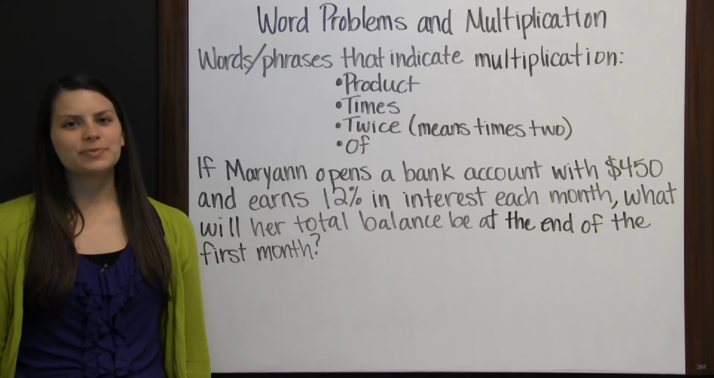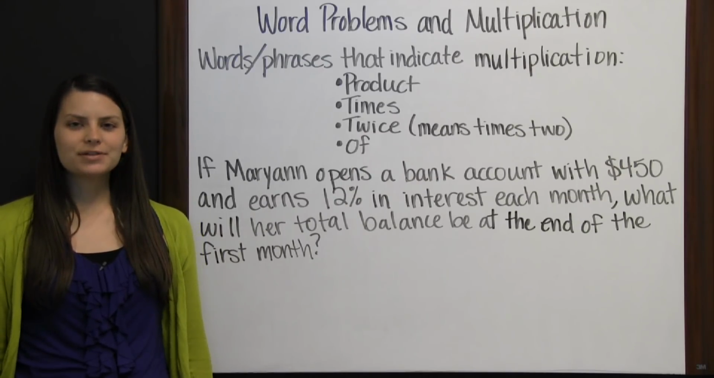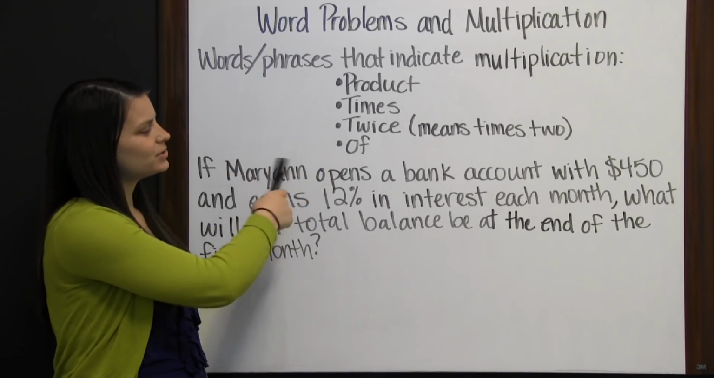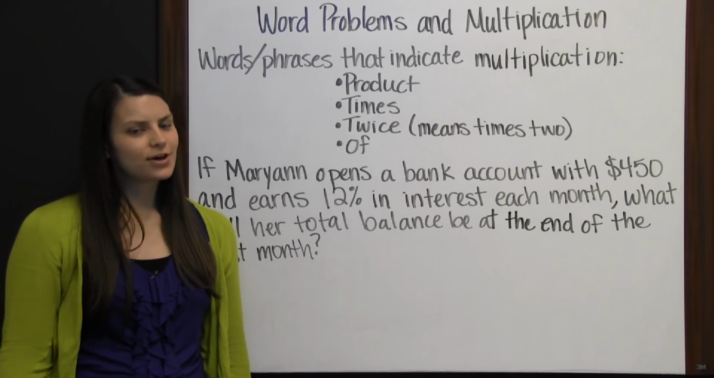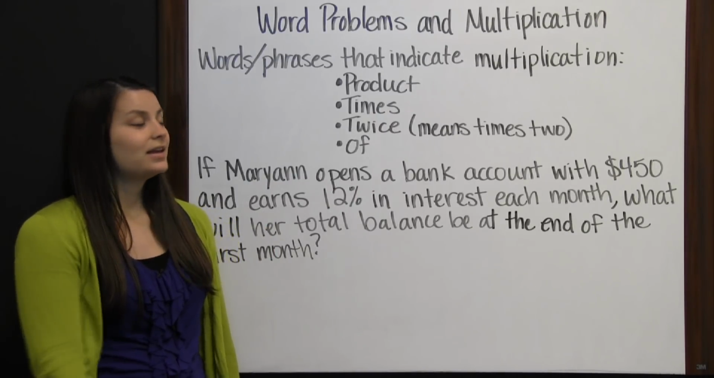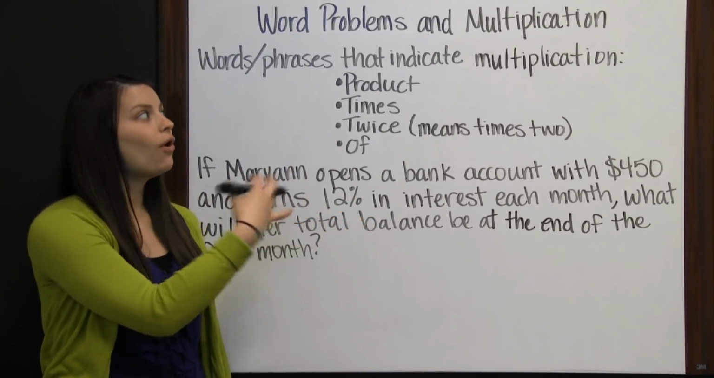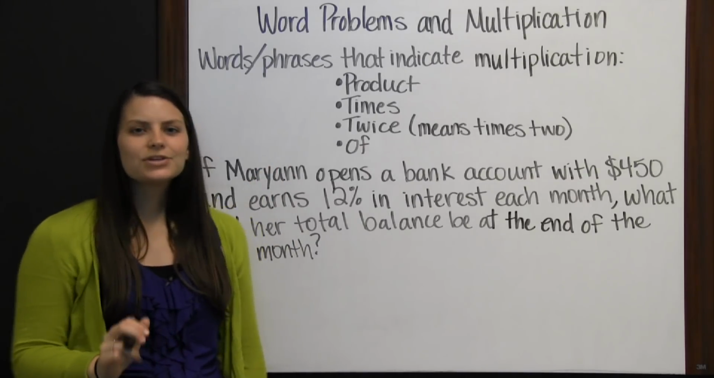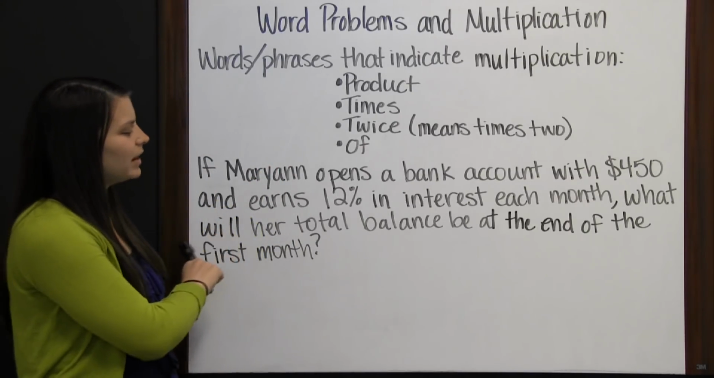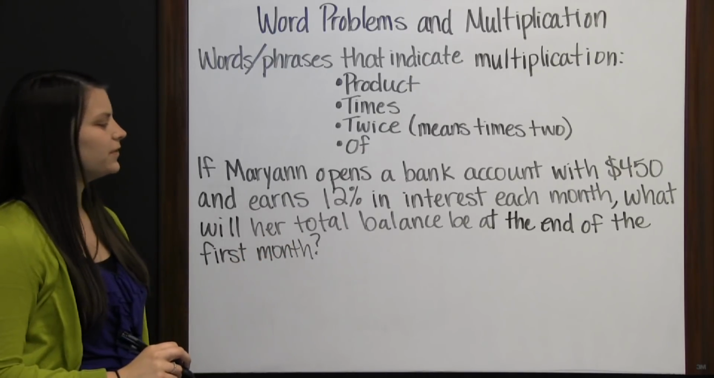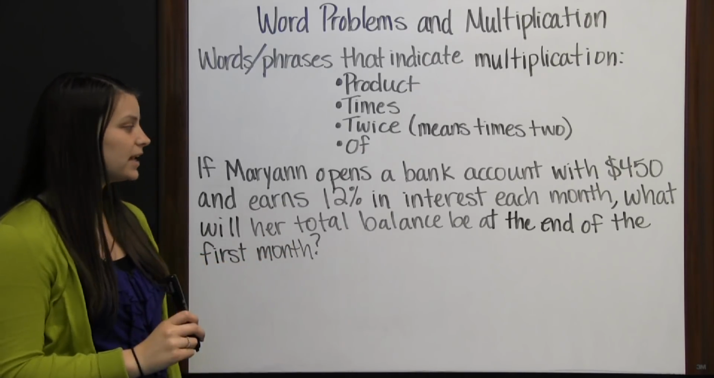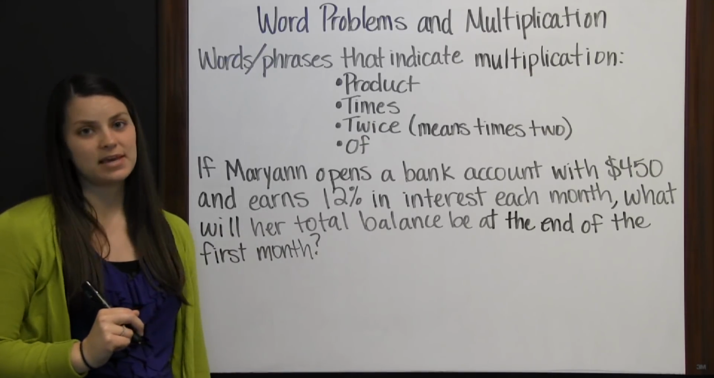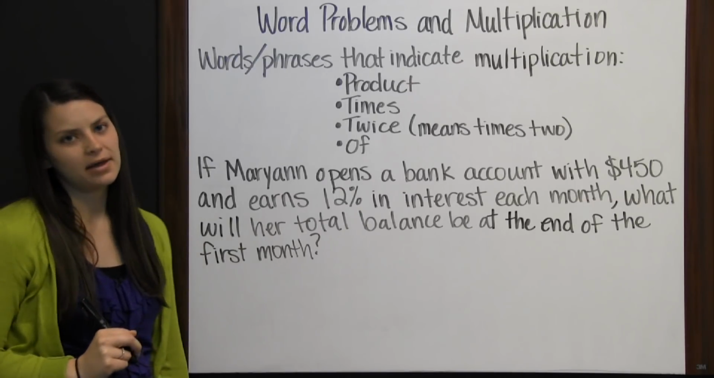Word problems and multiplication. When you come across a word problem that has any of these words, product, times, twice, or of, chances are you're going to have to multiply. Now this is not a comprehensive list of all of the words that would tell you to multiply, but this is a few of them. Let's look at an example. If Marianne opens a bank account with $450 and earns 12% in interest each month, what will her total balance be at the end of the first month?